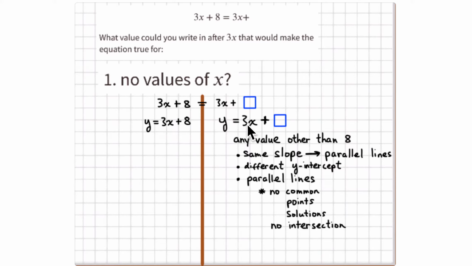On this side, y equals 3x plus some value, and this value just has to be anything other than 8. So you're going to have the same slope, so you're going to get parallel lines in the end, but because you make the y-intercept something different than this y-intercept here, they're going to be parallel, but they're going to cross the y-axis at a different spot. So you get parallel lines. There's no common points or no solutions because there's no intersection between those two lines.